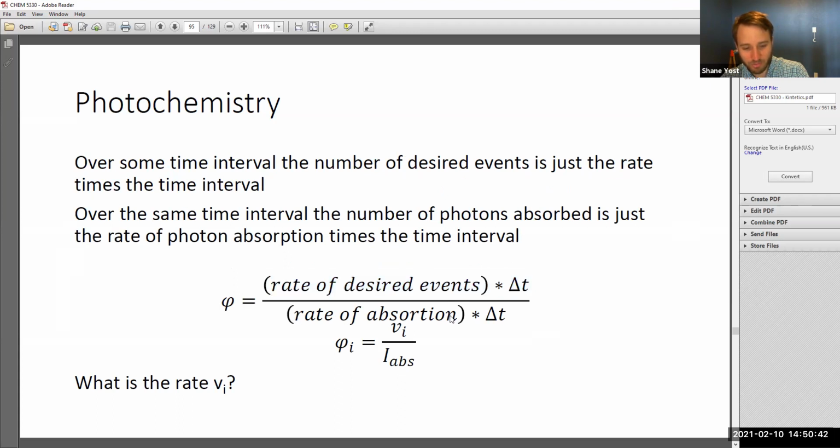And the same thing is true for the absorption, right? If I know the rate of absorption and I multiply that by some time interval, then that will tell me how many absorption events occurred. And so this ratio can simplify down to, instead of looking at the total number of events, just the rates at which these events are occurring. And so v_i here is the rate at which the event i, fluorescence, phosphorescence, internal conversion, whatever you want it to be, occurs. And then I_absorb is defined as the rate of absorption, okay?